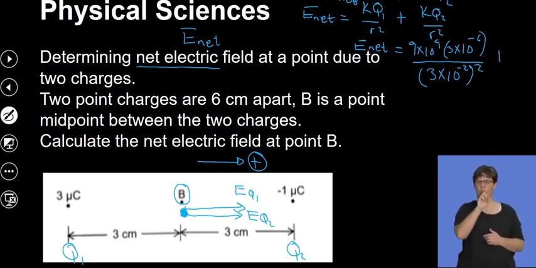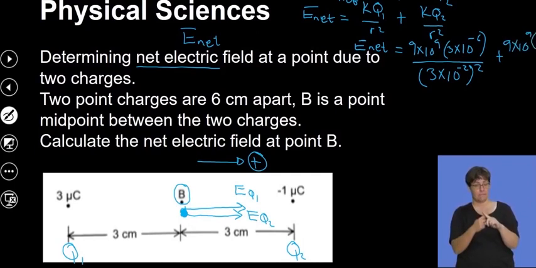So this is plus E due to Q2. We do our substitution, 9 times 10 exponent 9, multiplied by our value for the charge Q2. Now we will ignore the negative because it will mess up our direction, because we've used the vector diagram to determine E due to Q2, which is to the right. If we put a negative there for the magnitude of the charge, it's going to mess up our direction. That's the main thing as far as determining E net.